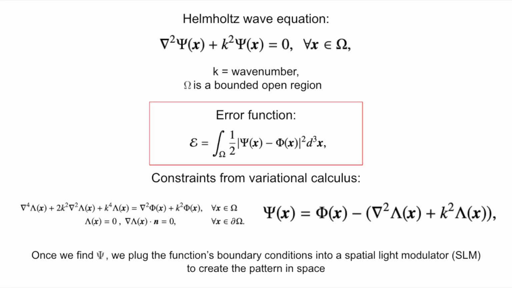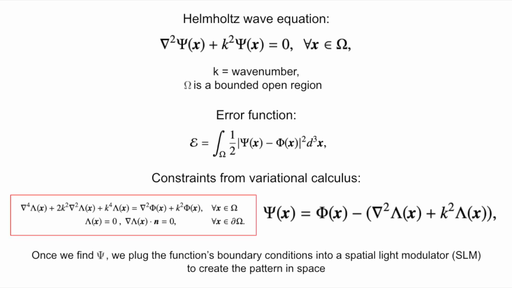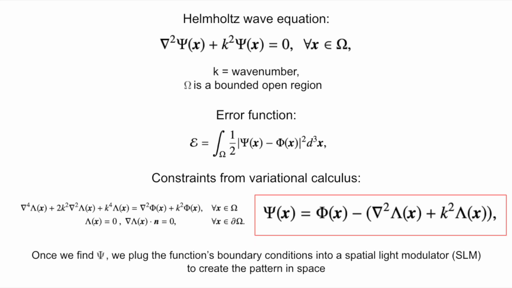If we call an error functional epsilon, as defined here to effectively be the overall difference between our desired function and our actual function, we know that the error reaches a minimum when its first order change is 0 for any variation in psi. This gives us a fourth order differential equation we can use to find lambda, which can be plugged into this equation to find psi. Once psi is known for all values of x, y, and z, it is known at the boundary.